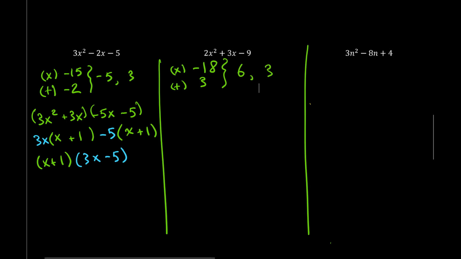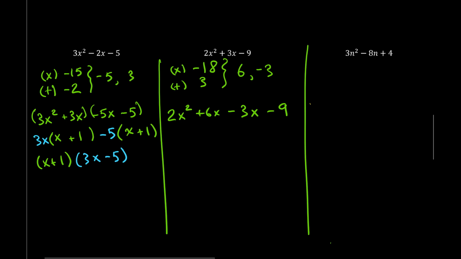If I do 1 positive and 1 negative, I need to get to positive 3, so it's going to be 6 minus 3 gives me positive 3. And now I have a choice, right? I have 2x squared, and I could write plus 6x minus 3x or minus 3x plus 6x. And if I'm looking here, the 2 here shares a factor with 6. So I'm going to write the 6x first. Plus 6x minus 3x, and then there's a minus 9. Don't forget about the trailing coefficient.